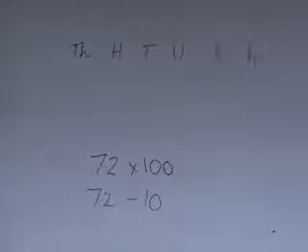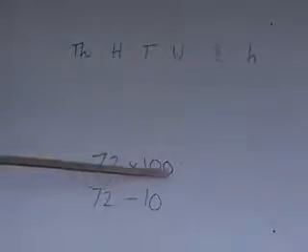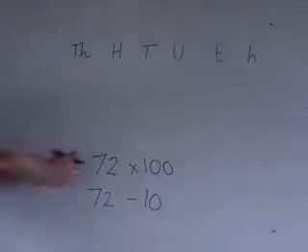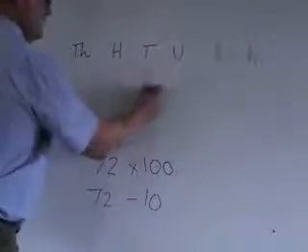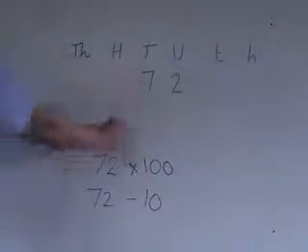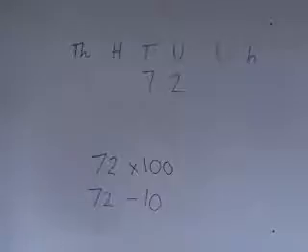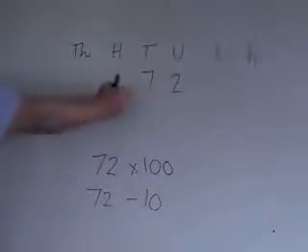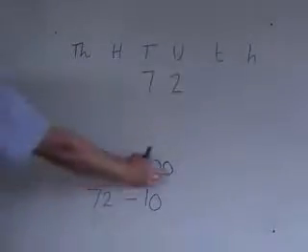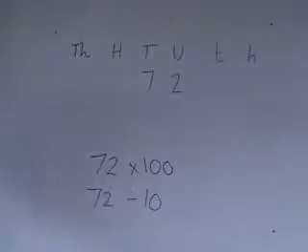The number of zeros in a task will tell the children how many columns they are moving the number. So, for example, using this calculation, the children are first taught to put the numbers in the correct columns. 70 is 7 in the tens, 2 in the units column. We are multiplying this number, which means we will be moving the digits this direction. And we have got 2 zeros in 100, meaning that we will be moving the numbers 2 columns.